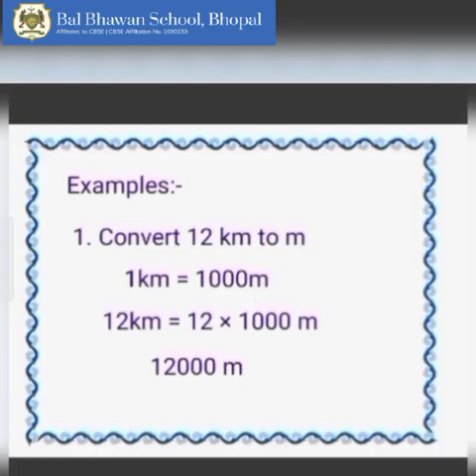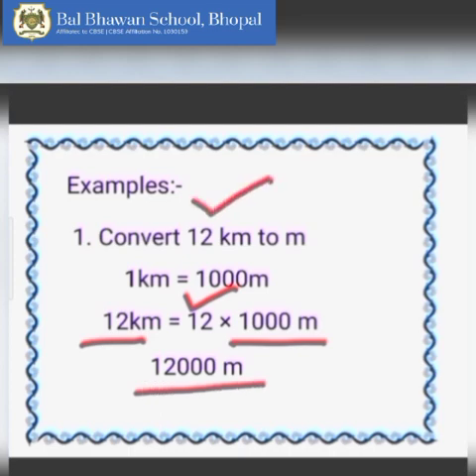Now let's look at this example. Convert 12 kilometers to meters. As you know, 1 kilometer is equal to 1000 meters. So the value given in kilometers, that is 12, we will multiply by 1000. So 12 multiplied by 1000 is equal to 12,000 meters. In this way, 12 kilometers is converted to 12,000 meters.